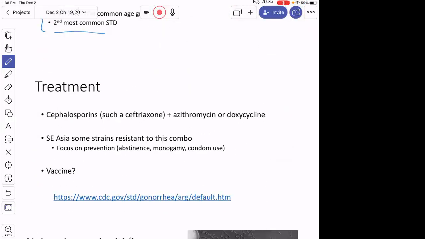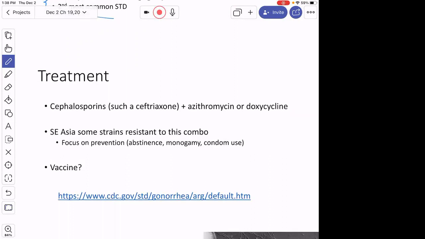What do we do to treat it? Right now, we've gone through a lot of different drugs. Strains become resistant, and we have to move on and use a different antibiotic. Right now, a cephalosporin, remember that's a beta-lactam. I think this is maybe an early generation, but I'm not really sure. It's used in conjunction with either erythromycin, remember that's a macrolide, or doxycycline, which is a tetracycline. So that combination is still working right now.